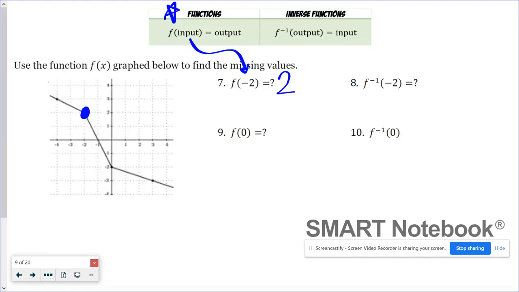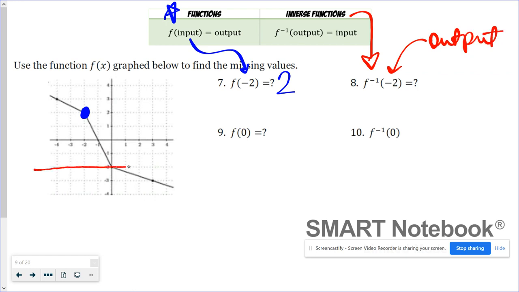So compare that to an inverse problem. Okay, so notice how similar 7 and 8 look, but 8 is an inverse function. So what that means is that -2 this time is an output value. So it's a y value. So I can find where y equals -2, which is right here. And I see that the point on my graph is right here, right? So when the output value is -2, what's the input value? Yeah, the input value would be 0.